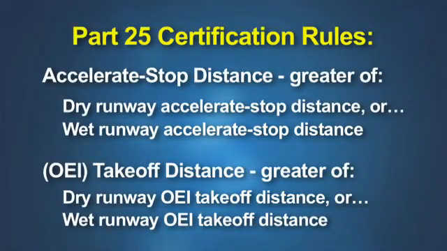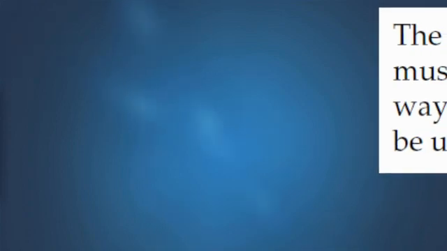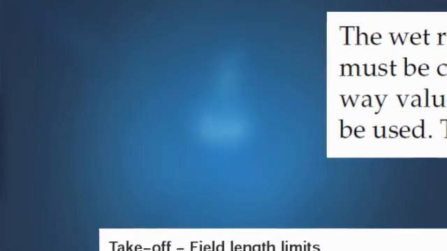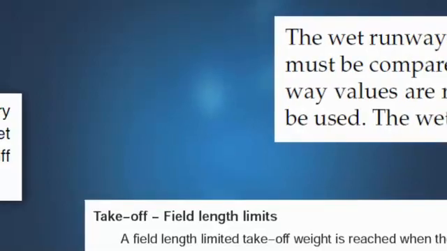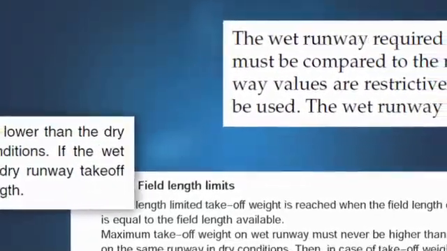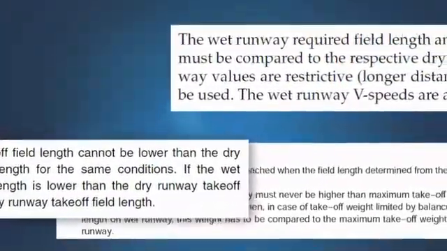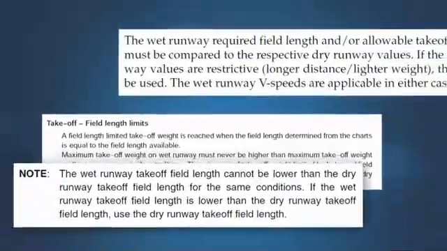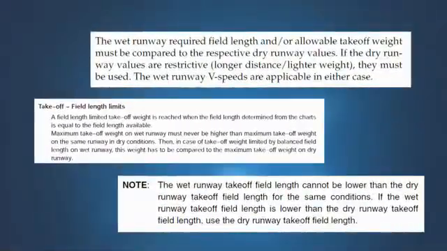These rules specify that the accelerate stop distance and the one engine inoperative takeoff distance must be the greater of either the dry runway or wet runway distances. This requirement is reflected in the instructions furnished in most FAA-approved airplane flight manuals, where wet runway takeoff performance data is furnished. Users are advised to check the distances required or takeoff weight limits determined on a wet runway against those for a dry runway condition and to use the most restrictive distance or weight limit.